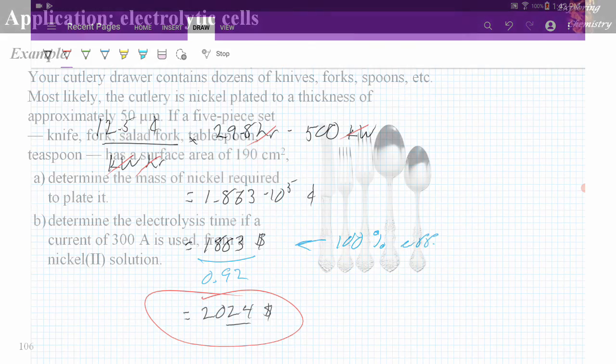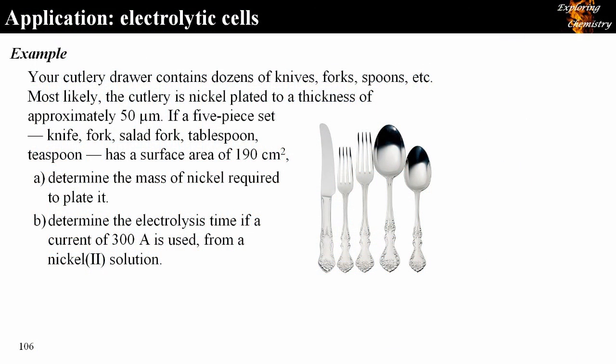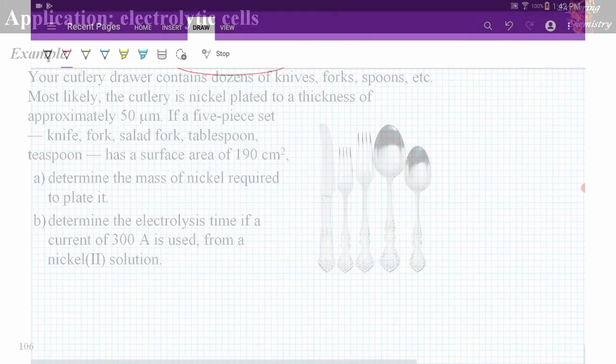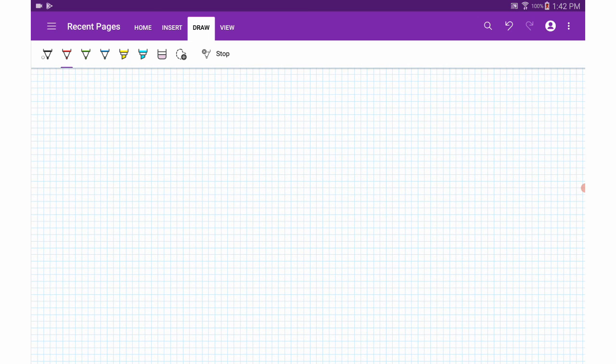And this is the last example we're going to be looking at. In this example, we are going to be doing some electroplating. So the first thing we need to do is determine the mass of nickel required to do the plating. And simply following the units through, we have 190 centimeters squared times 50 micrometers. That's going to give us a volume, the area times height.